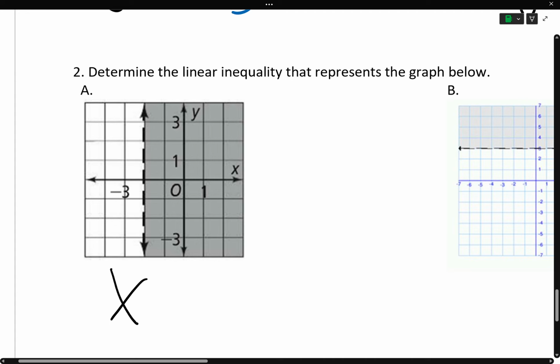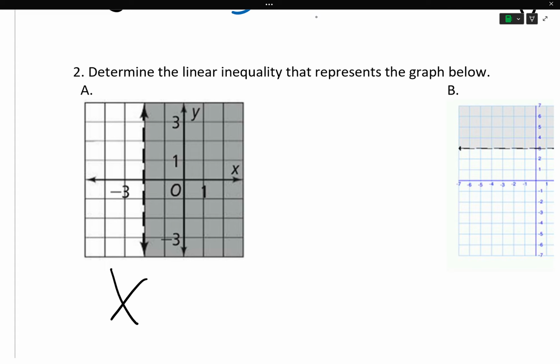Now let's decide whether it's greater or less than. I know it's this dashed line, so no line underneath my symbol. It looks like I'm going to the right. There's no up and down. There's no above and below. So are my numbers getting bigger or smaller as I go to the right? They're getting bigger. So x is going to be greater than. And right here is our number. I believe that's -2. That's it.